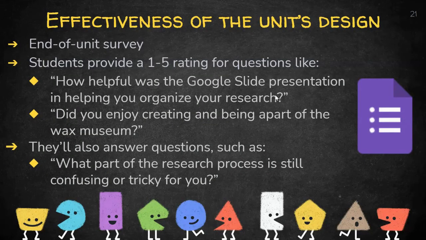When we talk about the effectiveness of the unit, students will also be assessed using a Google form, and it's going to be an end of unit survey. Students will be provided a couple of questions that they need to rate from 1 to 5, 1 being not good at all, 5 being fantastic or really great. Questions such as, did you enjoy creating a speech and Flipgrid videos? And was it helpful for the Google slide presentation? And was it just helpful for you to organize your information? They'll also need to answer a couple of questions in short answer form, such as maybe what part of the research process is still tricky for you.